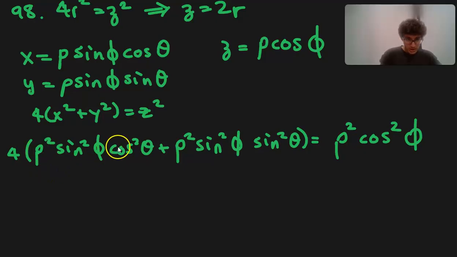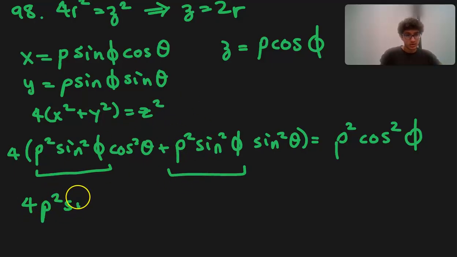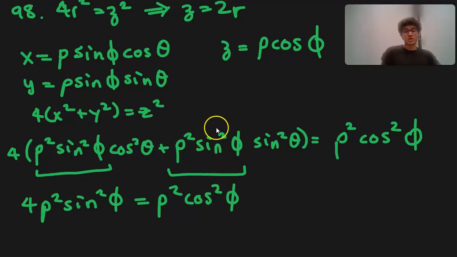Okay, what do we do now? The first thing to notice is that rho squared sine squared phi is common, and then you've got cosine squared theta plus sine squared theta, which is 1. So the entire left hand side can just be simplified to 4 rho squared sine squared phi. What do we have on the right side? Right side, it's just rho squared cosine squared phi. Rho is not going to be 0, so we can just go ahead and divide by that, cancel that out.